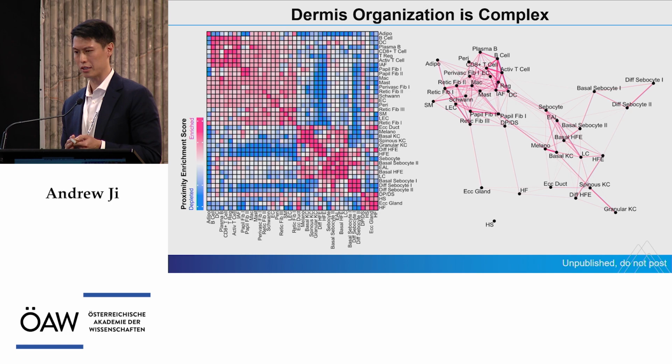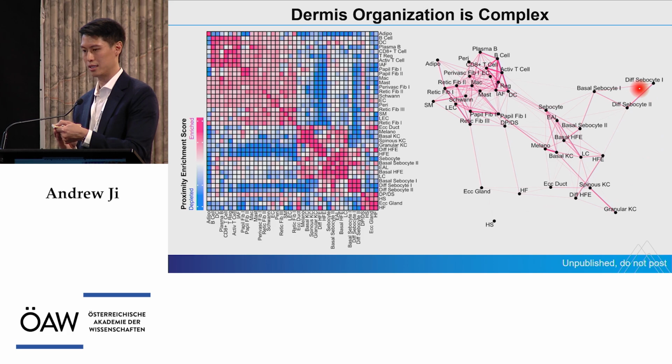Another way you can show this is through a network plot. This is the exact same data on the left, just shown differently as a network plot on the right. To highlight some interesting early observations, we see that this right network contains mostly epithelial cells, for example, keratinocytes that make up the epidermis, next to each other as expected. Even the non-epithelial cells like melanocytes and Langerhans cells that we know are scattered throughout the epidermis show up, as well as sebaceous gland cells that we know are next to each other in the gland. But interestingly, there's this very intricate network of immune and stromal cells that make up the dermis, and we want to explore that further.